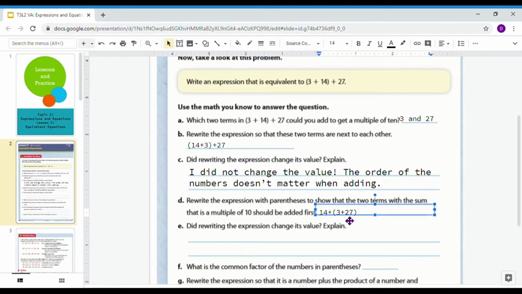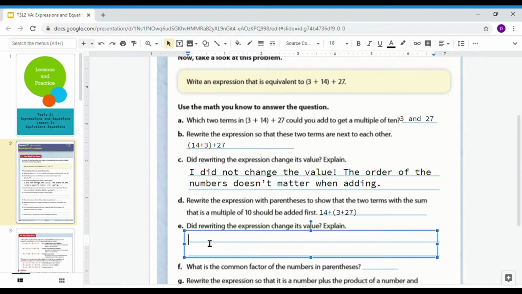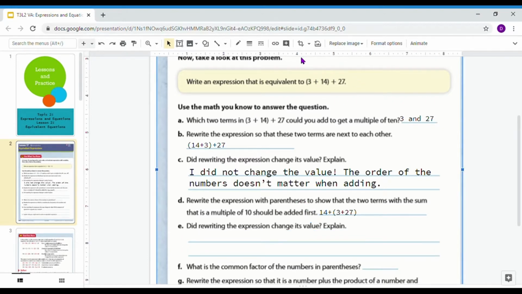And then you're going to get an easy number versus if you were up here, 14 plus 3, you're going to get not an easy number. So rewriting the expression does not change the value. When I rewrote it from the first to here, where I just changed the order of the numbers, I 100% didn't change it.